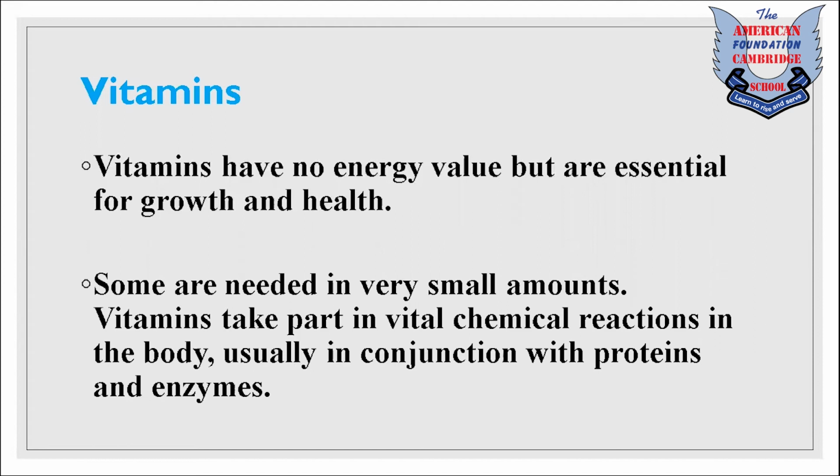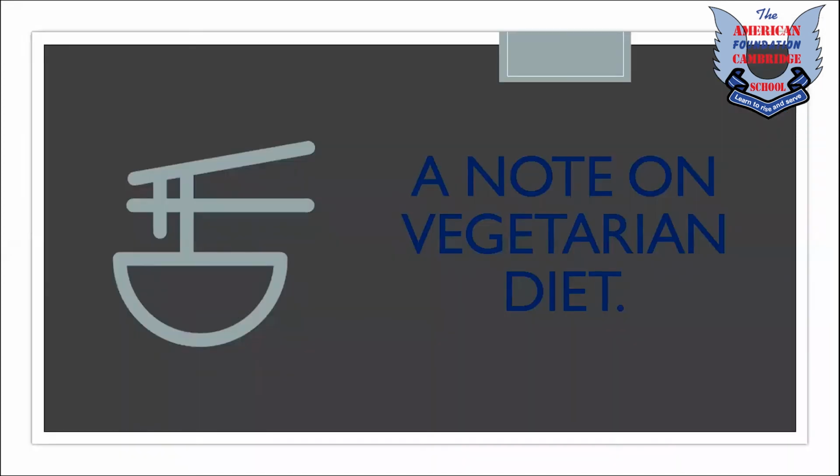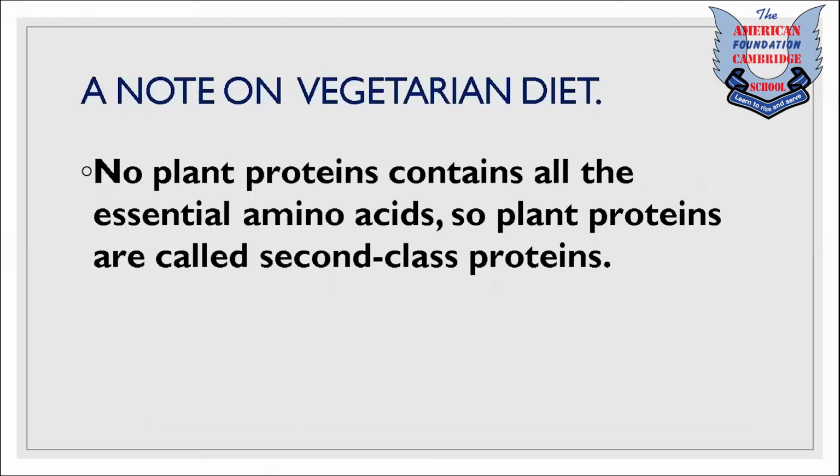Vitamins work in coexistence with proteins and enzymes to perform various functions or chemical reactions in the body. A note on vegetarian diet: no plant protein contains all the essential amino acids, so plant proteins are called second class proteins. What does it mean?